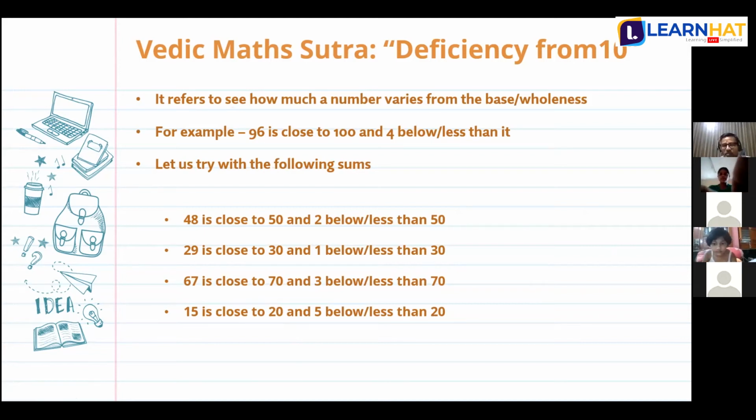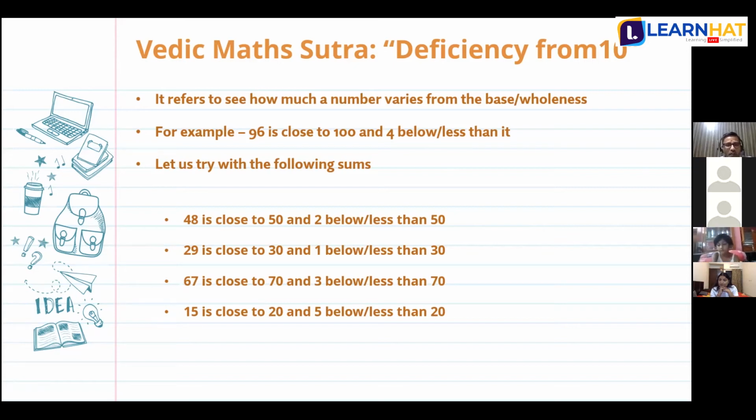if you take any number, in this case 96 as an example, we all know that 96 is close to 100. Is that correct? So how much is it close to 100? It's just 4 below 100, right? So the 4 is your deficiency. When you are doing any calculations mentally, you need to remember this one, deficiency from 10.